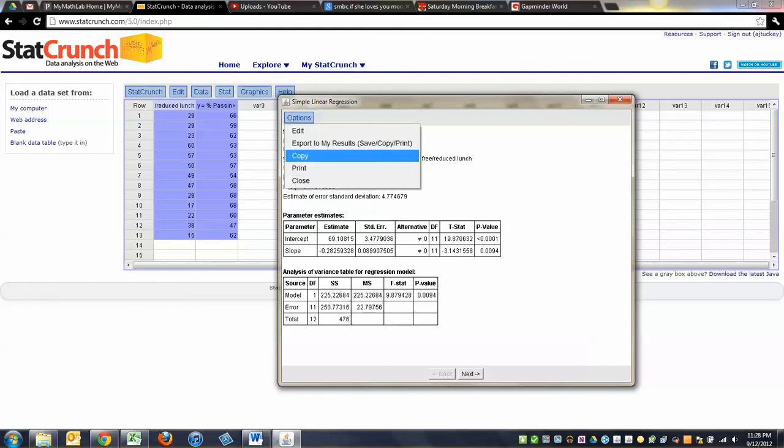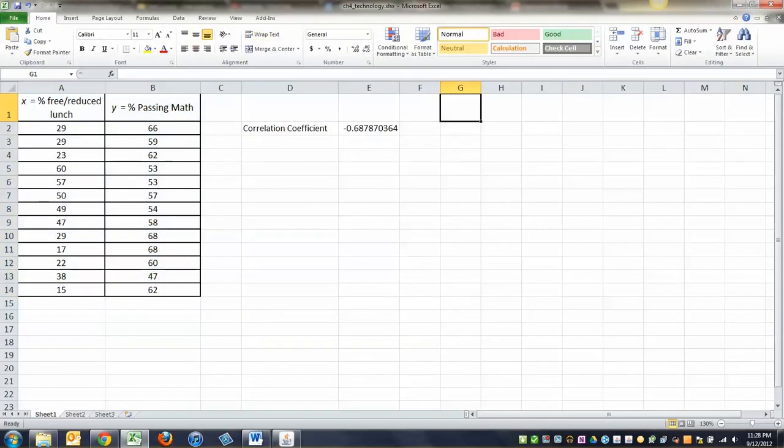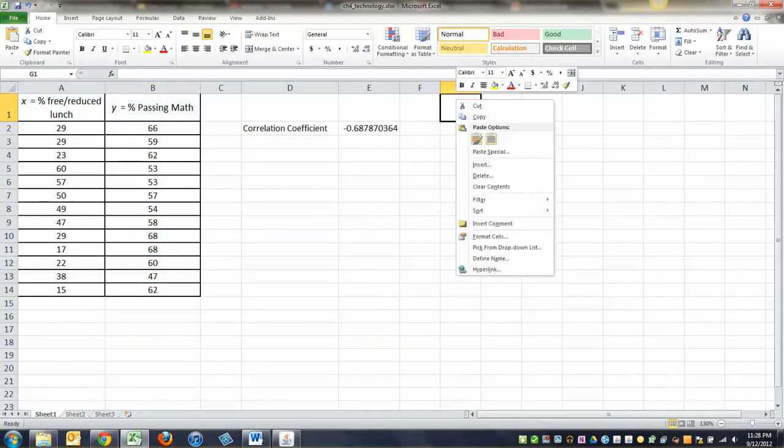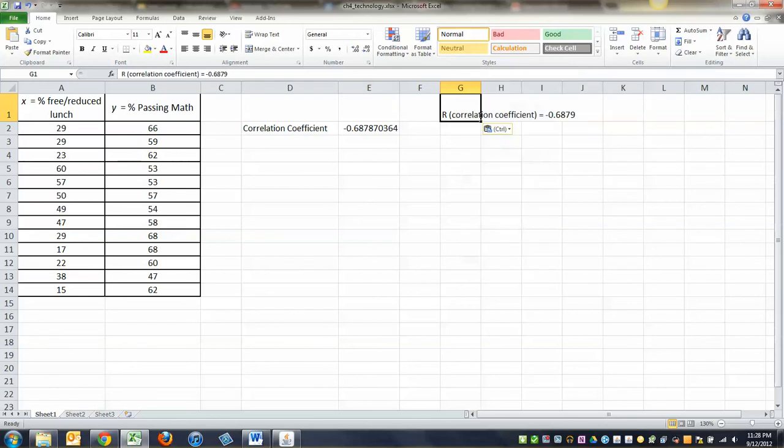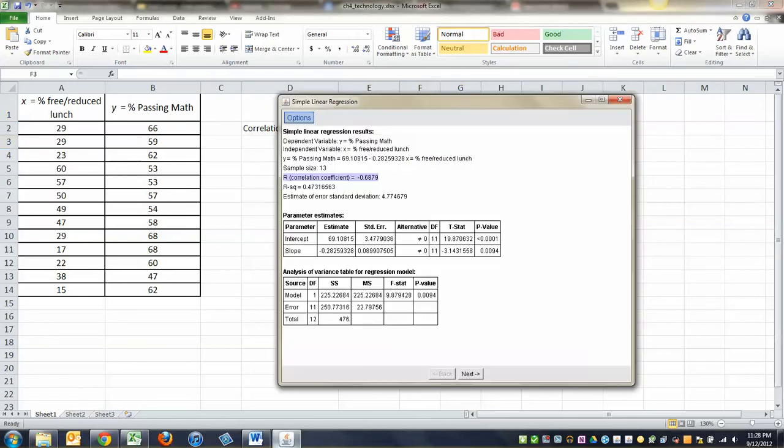So I can go to copy. And then I can go back to my Excel spreadsheet. And I can right click and paste. And there it is. See, it just copied what I was highlighting. Isn't that nice? Now, if you don't want to do that and you want to copy the whole thing, let me see. Copy. Let's see if it does it.